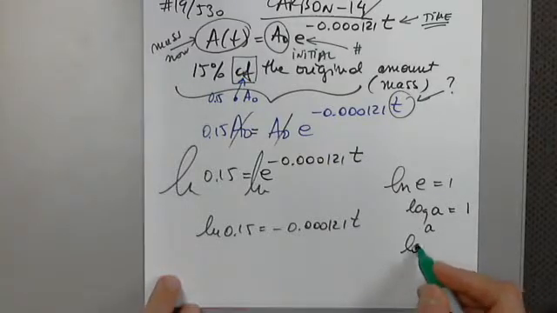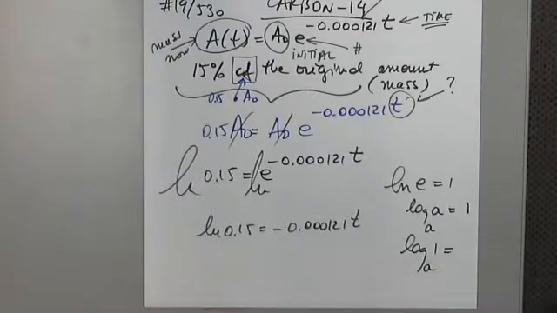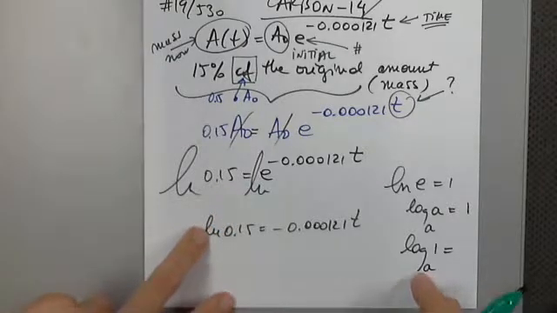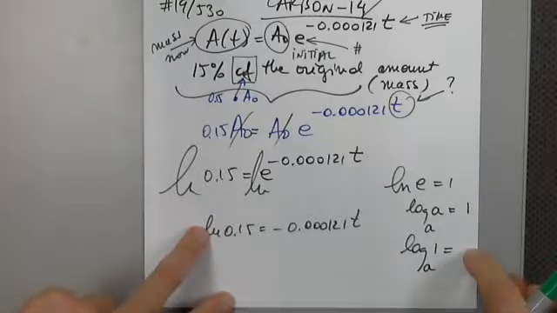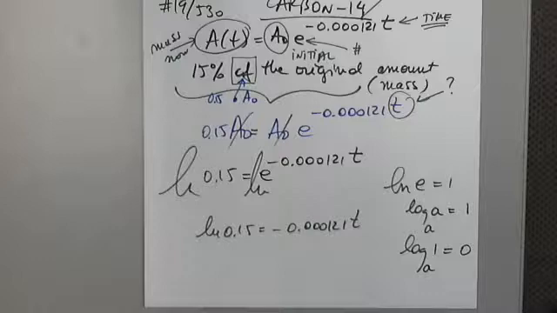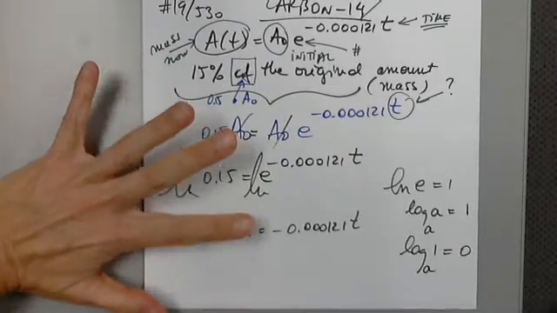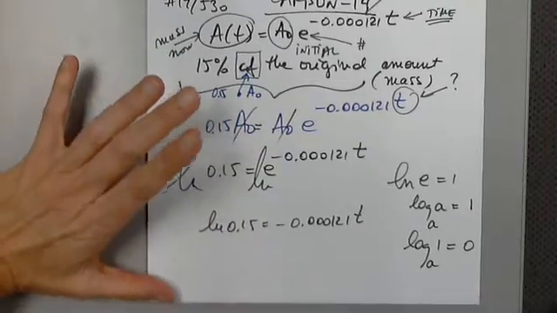One more little property: log in any base of 1. Don't say anything, just convert it into an exponential. A raised to which power is 1? 0, indeed. A raised to 0 is 1. Very good.